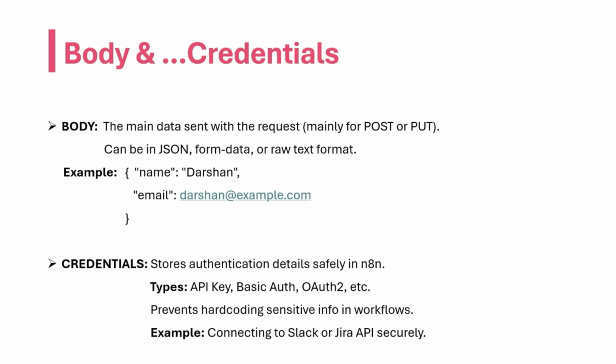And finally, this is our credentials. Credentials store secure authentication details, in our case in n8n. There are certain types like API key, basic auth, OAuth2, etc. These prevent hard coding sensitive information in workflows. For example, we connect to Slack or Jira API securely, because in n8n, in order to create workflows, we need to connect our Slack to use the Slack bot or Jira. So API key, basic auth and OAuth2, these credentials help to secure our data and other information like ID and all.